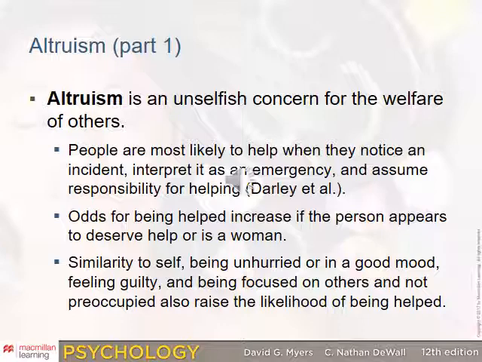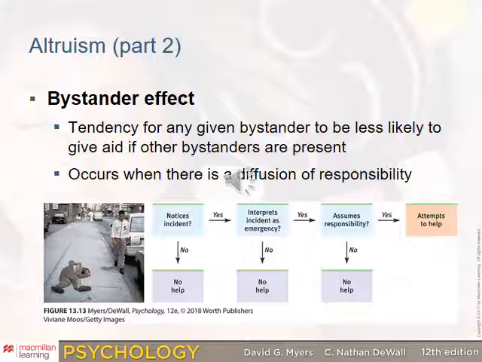Similarity to self, being unhurried or in a good mood, feeling guilty, and being focused on others and not preoccupied also raise the likelihood of someone helping you out as well. The bystander effect is the tendency for any given bystander to be less likely to give aid if other bystanders are present.